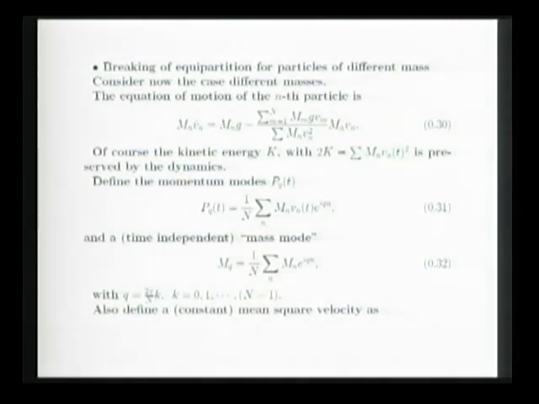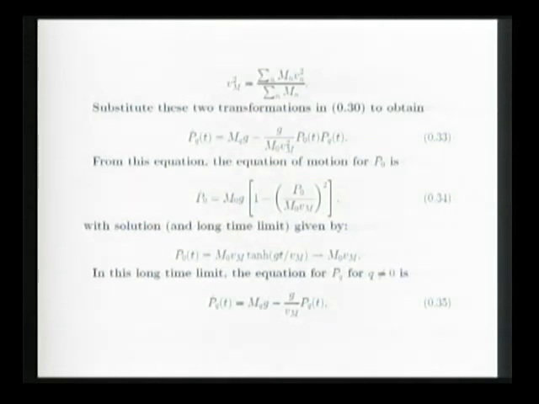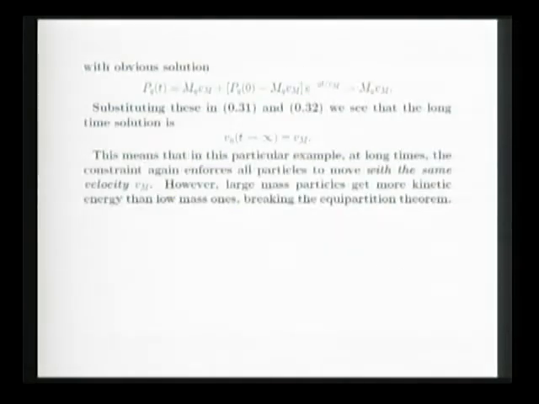And again, I just write it down in terms of these mass modes. So I would basically do the same computation that I did earlier, and you can get a similar kind of dynamics. So this is the same sort of dynamics. So PQ of t evolves like this. It's some sort of quadratic equation. In the long time limit, you get this equation for PQ of t.